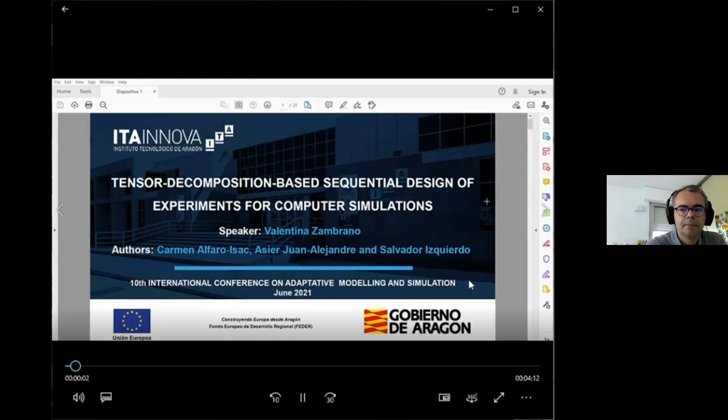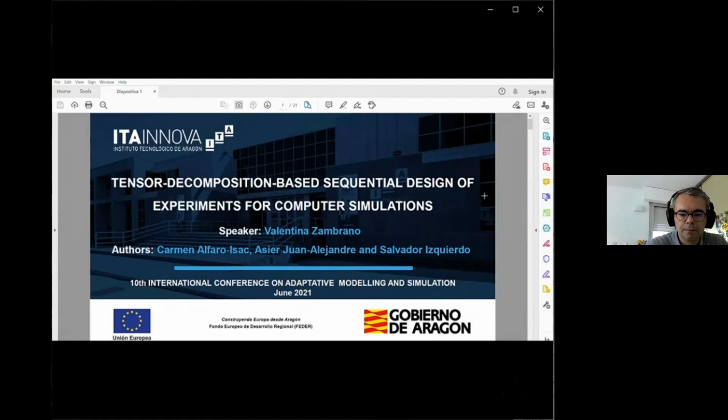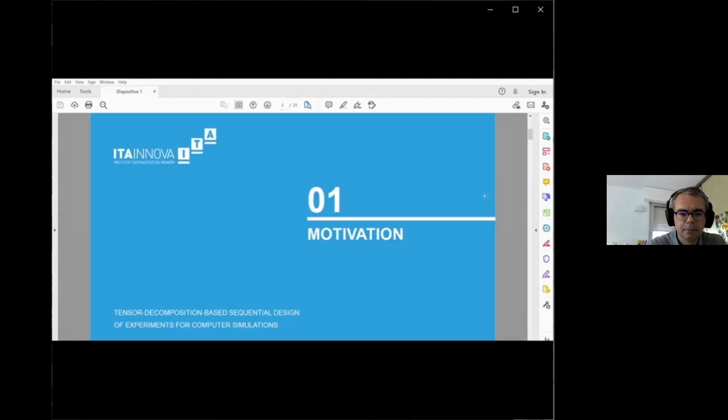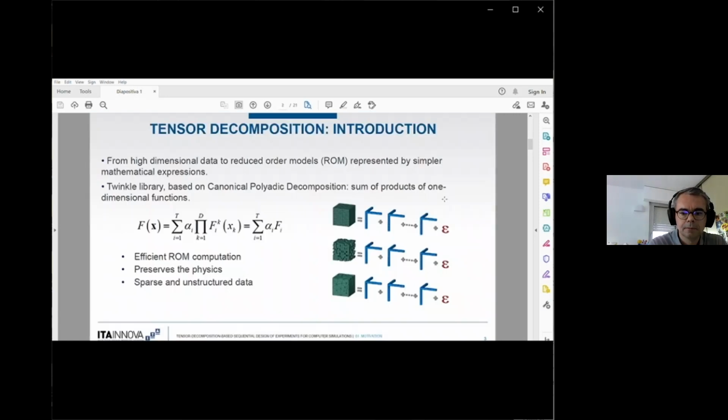Hello everyone, I am going to present a novel method for automatic design of experiments. First of all, let me just give you a short introduction. We have developed a library called Twinkle, which is for performing reduced order modeling, and it is currently available on GitHub. Reduced order modeling is a technique for complex system simplification. Twinkle is based on tensor decomposition, and it can work with either full, sparse, or even unstructured data.